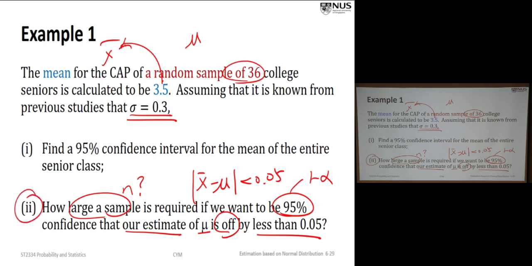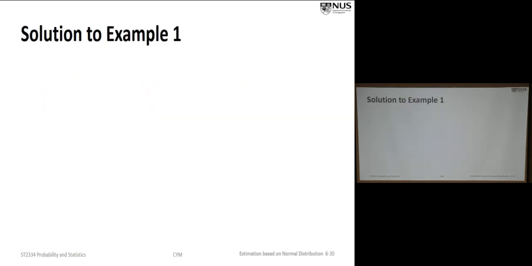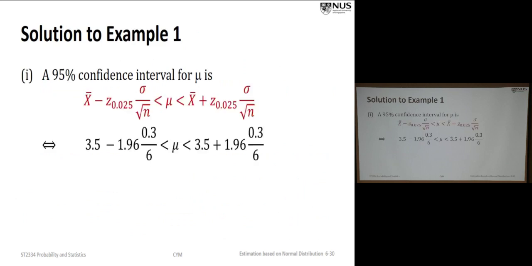In part B, part 2, you need this part, but you don't need this one. The value of X bar is not important. The X bar equal to 3.5 is for part 1 to compute the confidence interval. For part 2, it's just a question without looking at the sample. I don't need the sample information. I just specify that sigma equals 0.3, and I want the margin of error to be 0.05, and I want the confidence to be 95%. So you just substitute in, and you get the answer.